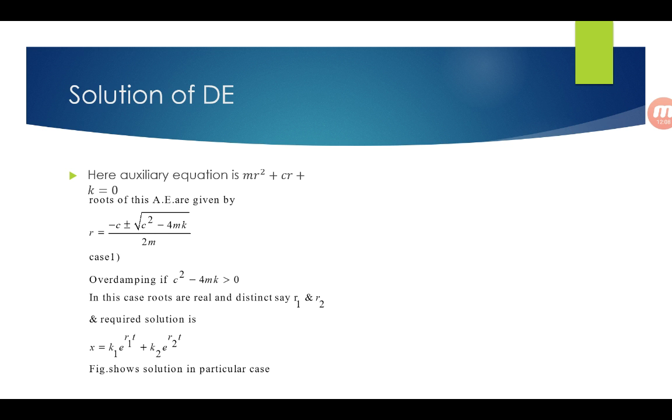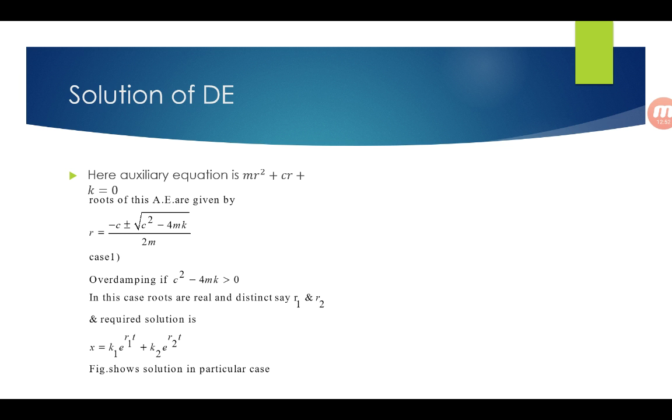Roots of the auxiliary equation are minus c plus minus root of c square minus 4mk divided by 2m. Now that root term, the discriminant c square minus 4mk, can be positive, can be 0, or it can be negative. Depending on that value, we are now going to consider three cases. First case, when c square minus 4mk is positive. In this case, roots of the equation are real and distinct. Let's say r1 and r2.